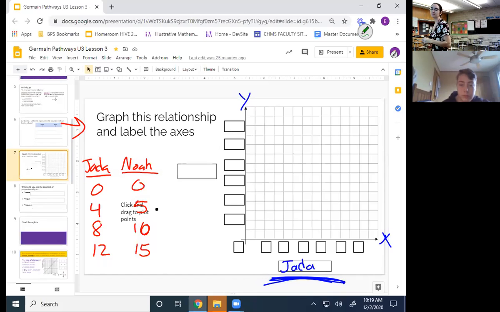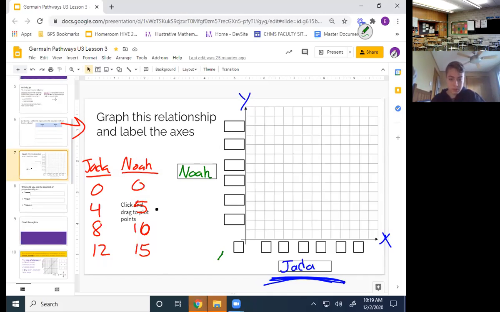Nice job, Jaden. Nice job, Courtney. Awesome job, Avery. It would be labeled Noah. Very good. Noah is going to be labeled as our y-axis. Very good. So now let's think about scaling.